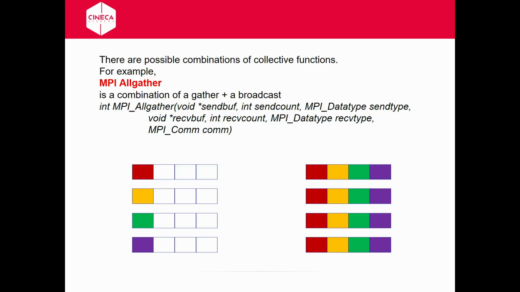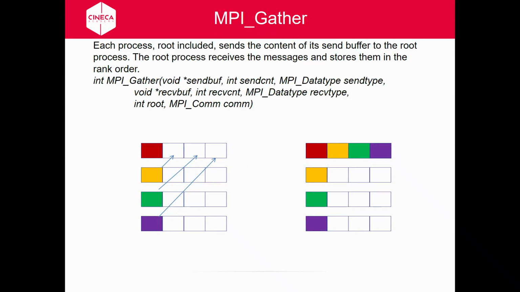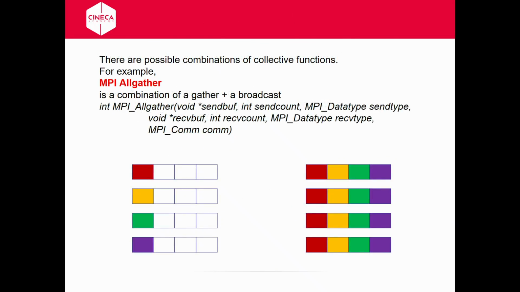And finally, it is also possible to share all the information contained in the various processors in a way similar to the gather operation, but giving the information not only to the root processor, but to all the processors. And the function that performs this kind of operation is the allgather function.